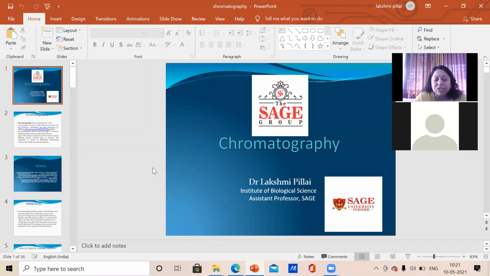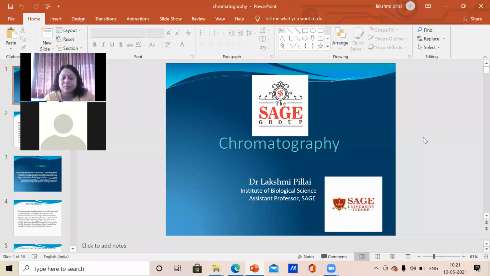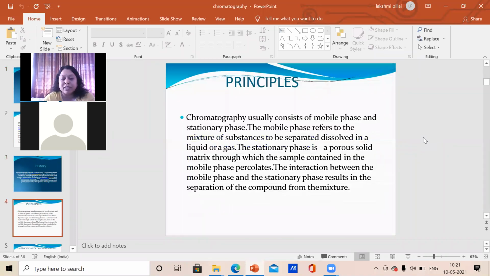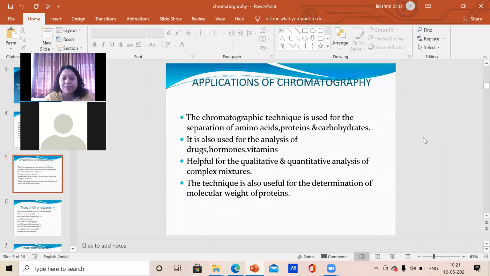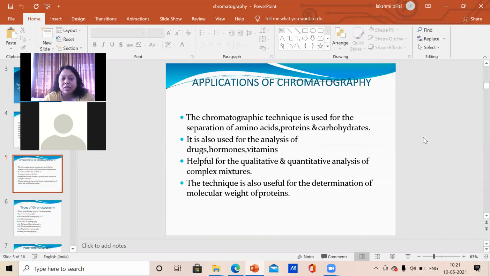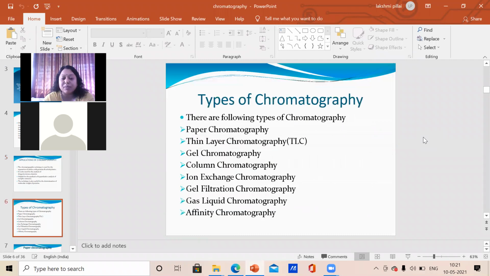Today I am going to teach chromatography. So I have discussed what is chromatography, different phases of chromatography, concept of chromatography, application of chromatography in analysis of drugs, hormones, vitamins, qualitative, quantitative analysis, determination of molecular weight of proteins, separation of amino acids, proteins, carbohydrates.